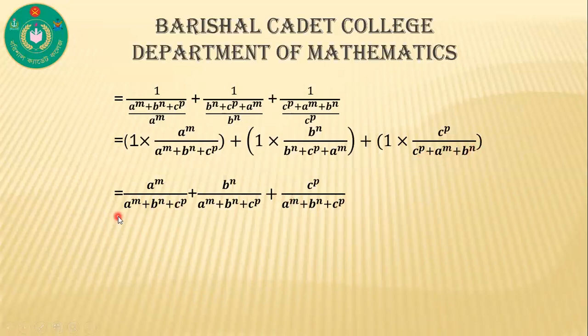Here the LCM of this term, then the remaining term we can write a^m + b^n + c^p. This term and this term are cancelled. That's why we can write 1. This is our required answer.